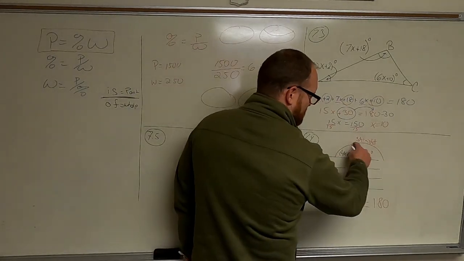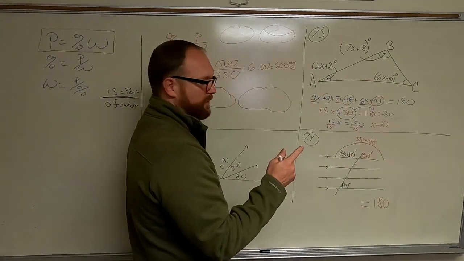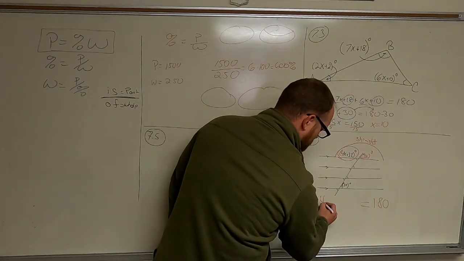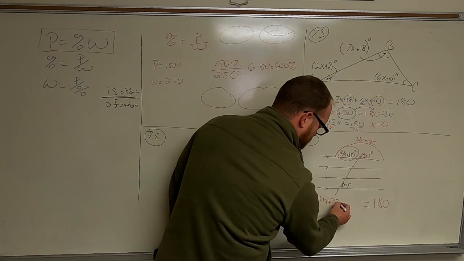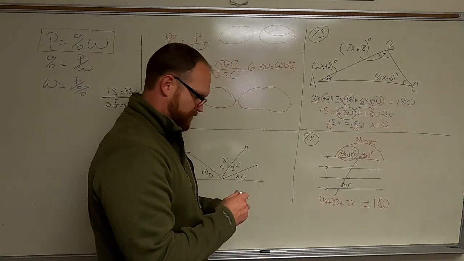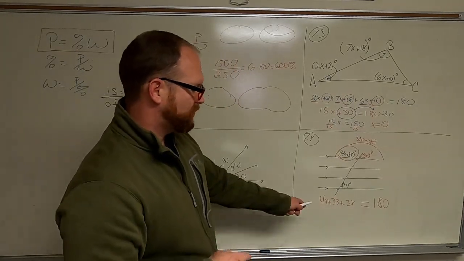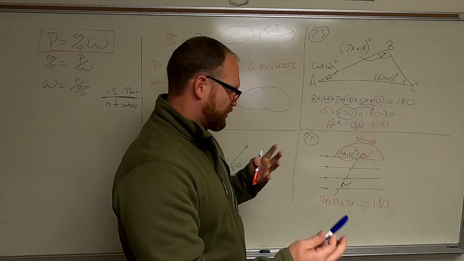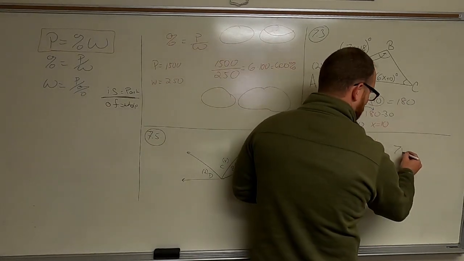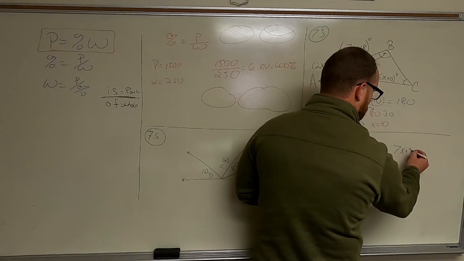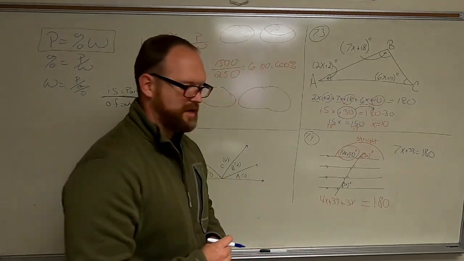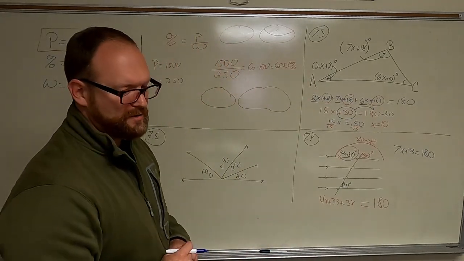We know that from here to here is 180 degrees, or 4x plus 33 plus 3x equals 180. So we do the same thing as we did up here. We're going to combine like terms. Well, 4x plus 3x is 7x. So 7x plus 33 equals 180. Sorry for the sloppy writing right there.